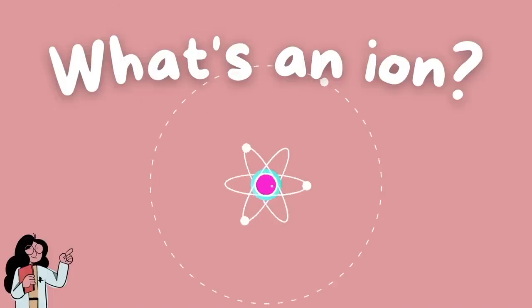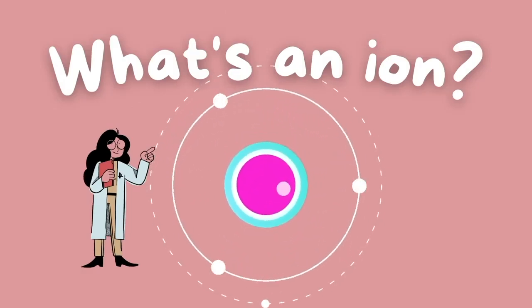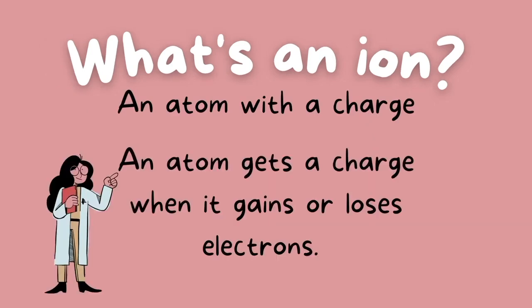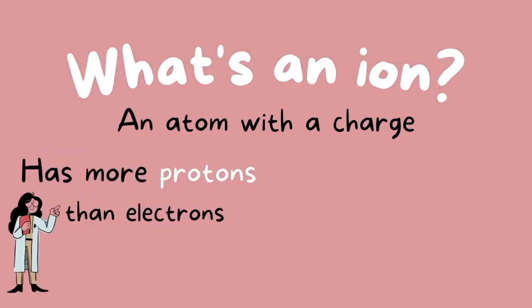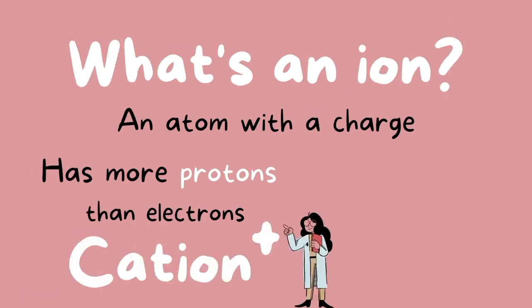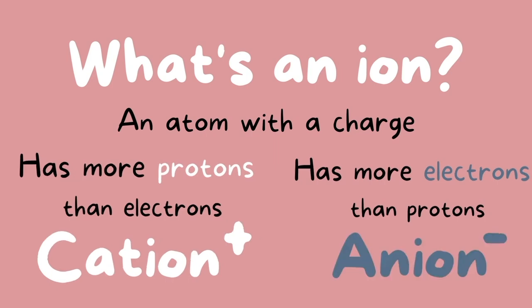So we've gone over neutral atoms. Now let's go over ions. What is an ion? An ion is an atom with a charge. An atom gets a charge when it gains or loses electrons. An ion either has more protons than it does electrons, in which case it's called a cation with a positive charge, or it has more electrons than protons, in which case it's called an anion with a negative charge.